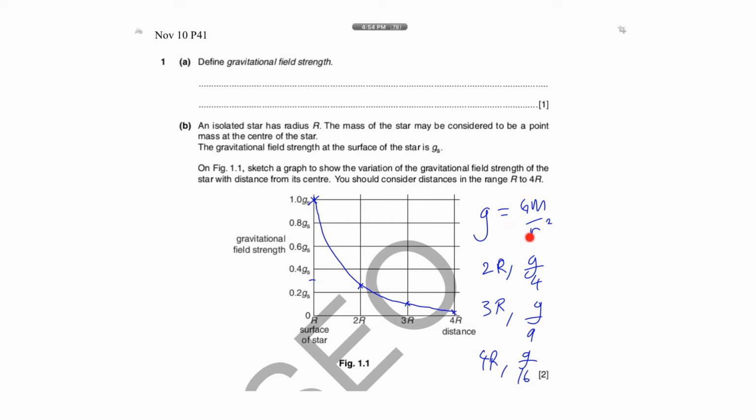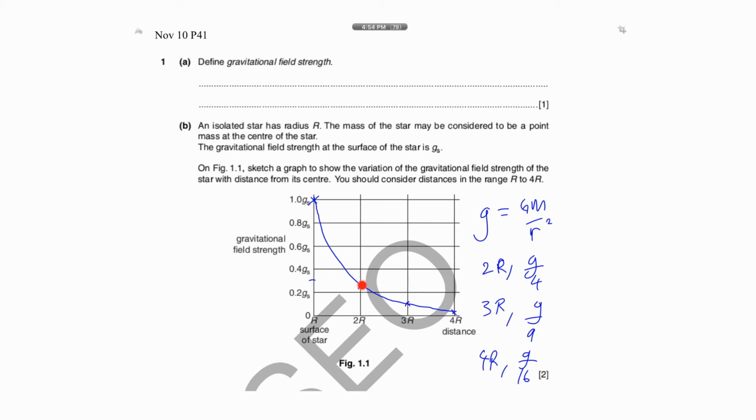If we substitute 3 here and you square it, isn't it 1 over 9 overall? You substitute 4 here, you square it, it's 1 over 16. So you have to calculate, like for example, at 2R, G over 4 is 0.25 G. So you know what it did? Can you see this point is about 0.25 G? Because 0.2, 0.4, 0.3, so 0.25 somewhere here.